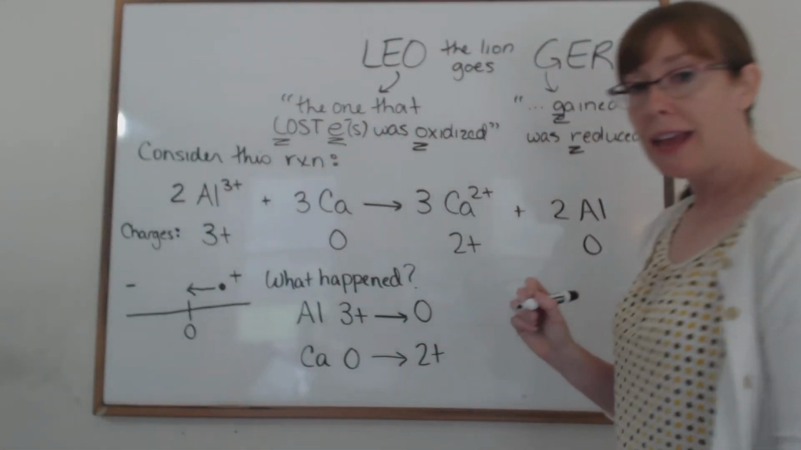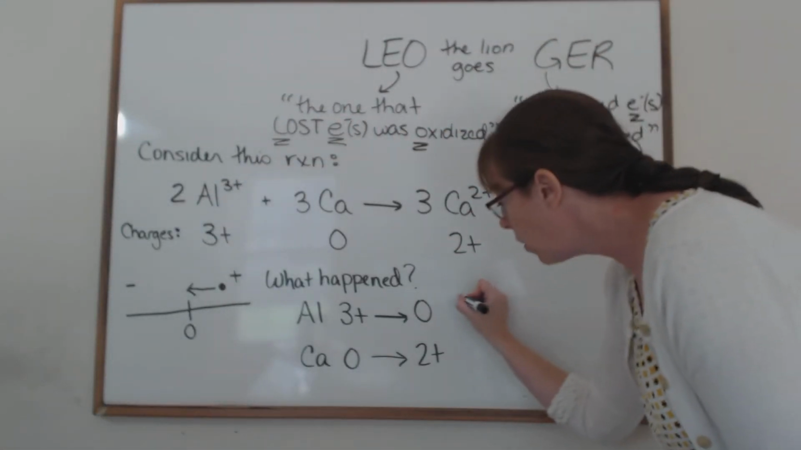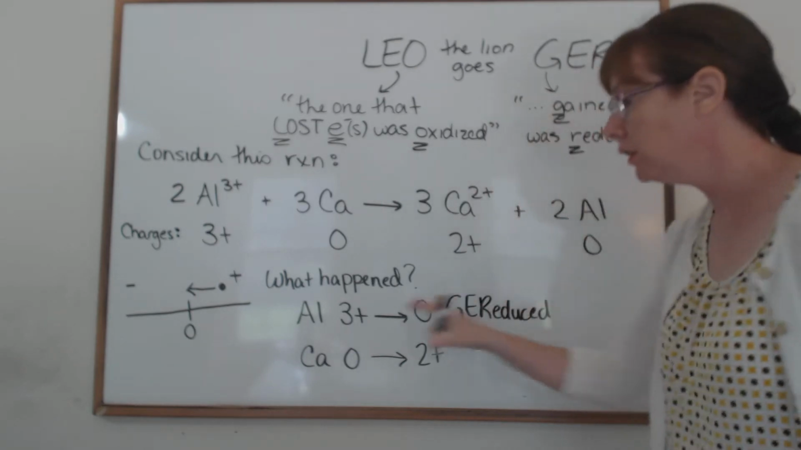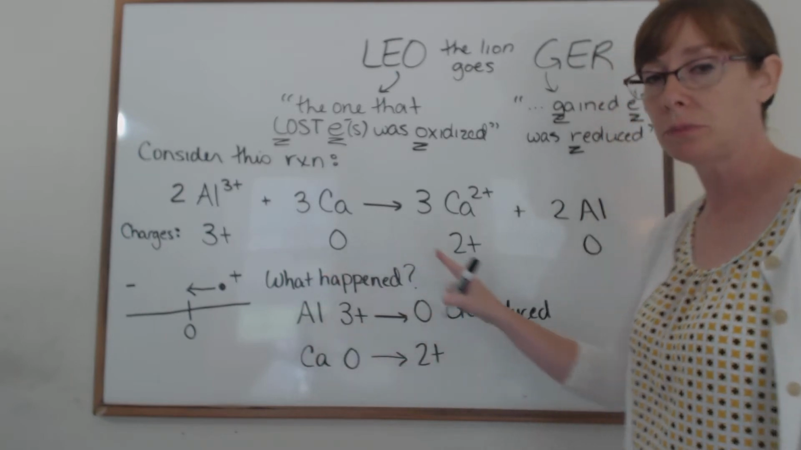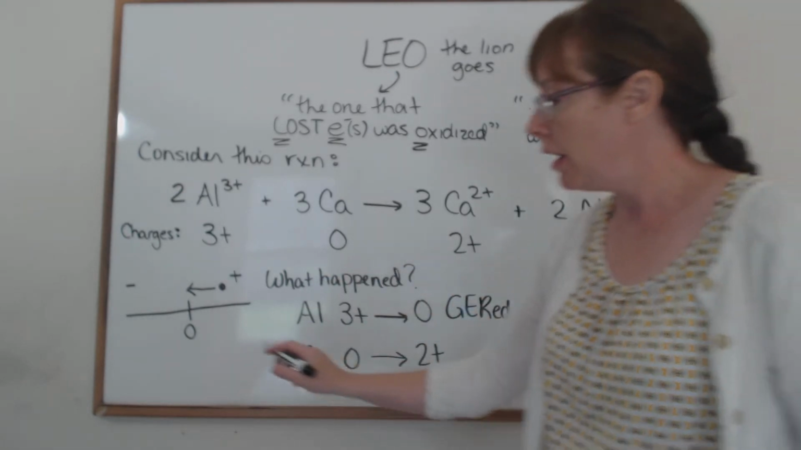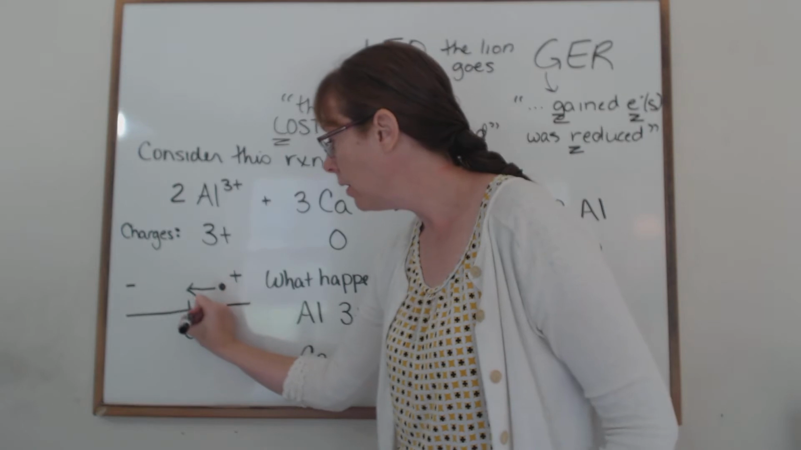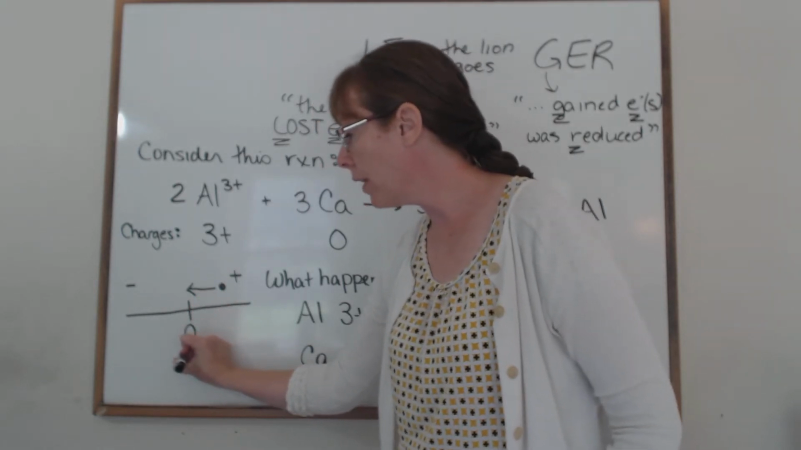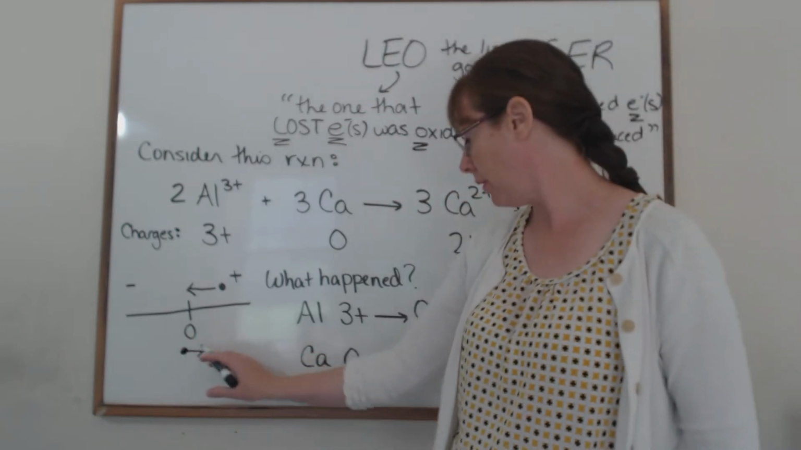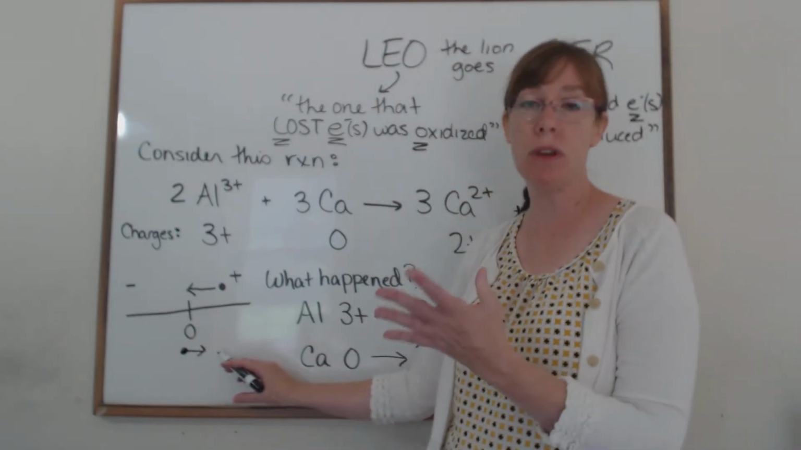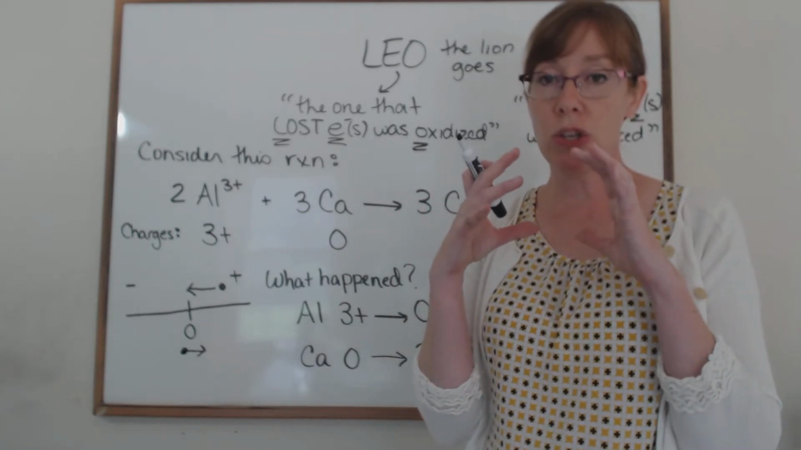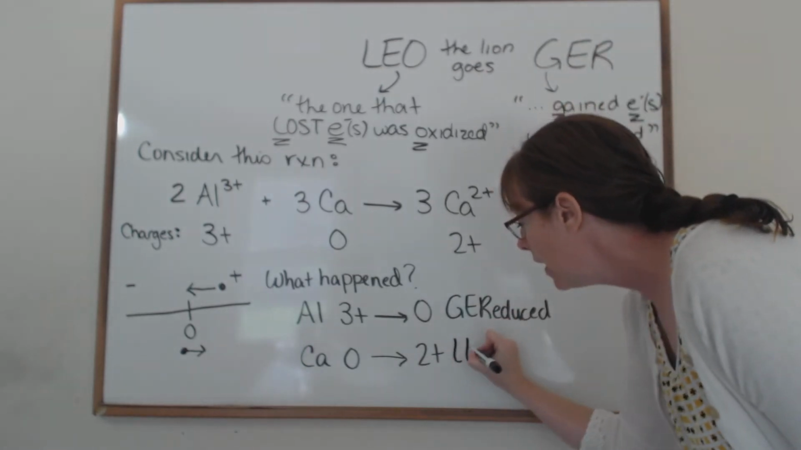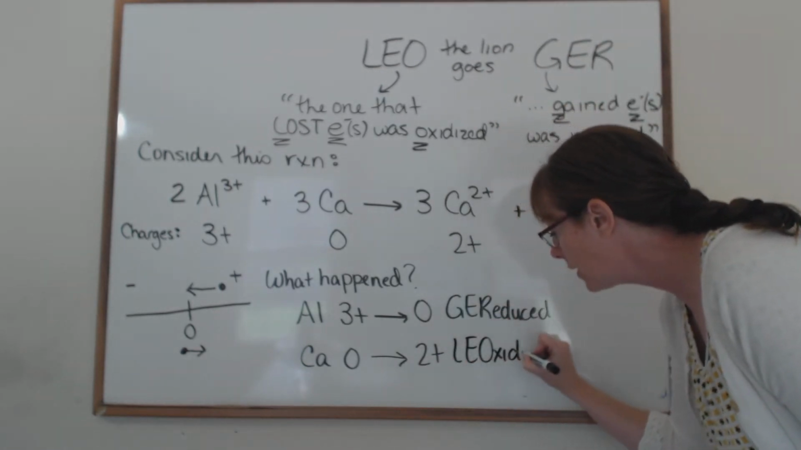And the one that got more negative clearly gained electrons. That's the only way to get more negative. So the one that gained electrons was reduced. So the aluminum was clearly reduced. Calcium went from 0 to positive 2, and he got more positive. If you get more positive, the only way you can get more positive is to lose some of your negativity, lose some of your electrons. And so this one is the one that lost electrons and was oxidized.